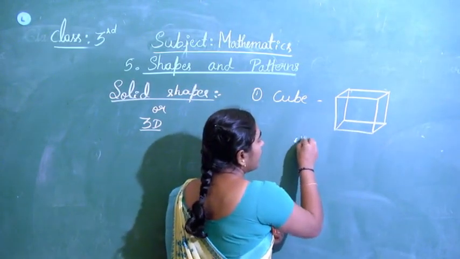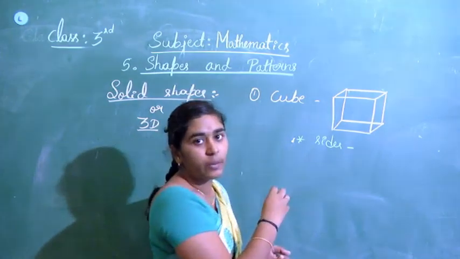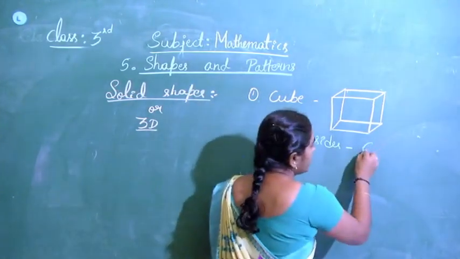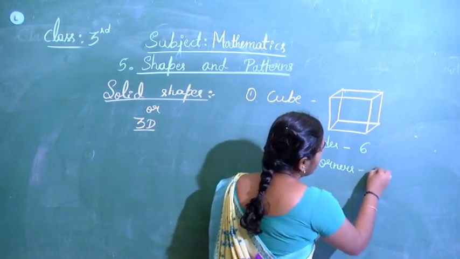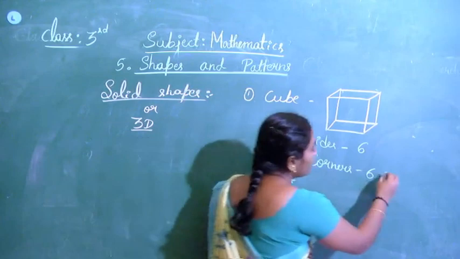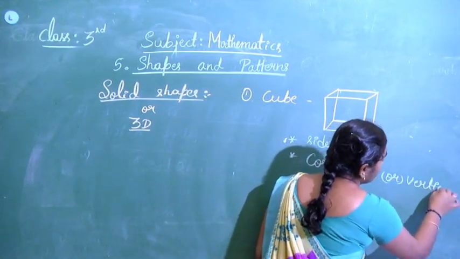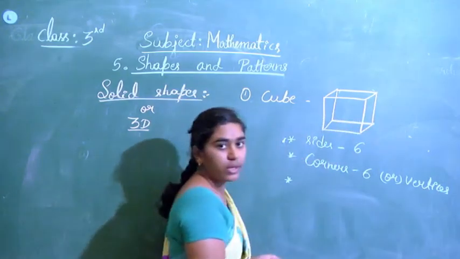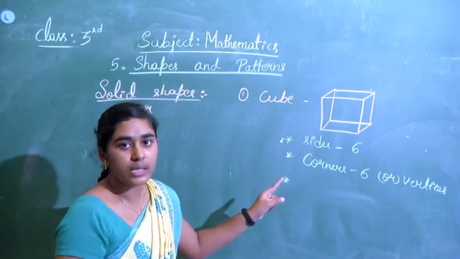And how many sides are there? You already know this. How many sides for a cube? You will get 6 sides, and you will get 6 corners, also called vertices. One more name for the corner is vertices.